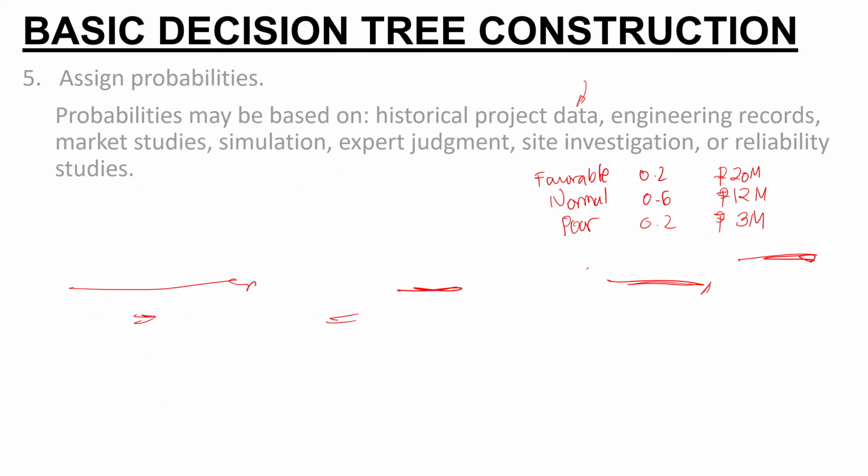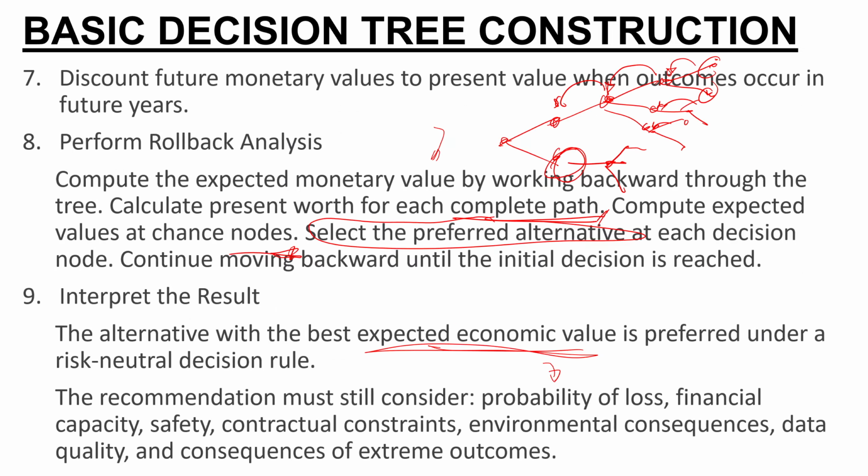So that's what we are going to keep in mind, that when you interpret the result, actually you choose the best expected economic value. But you should also consider other things like probability of loss and then financial capacity. Let's say the initial cost of doing such a move, though it will gain a higher possible outcome, higher profit, it might be quite expensive, right? So because of that, we might not be able to pursue that course of action. Others are contractual constraints, environmental consequences, data quality, and consequences of extreme outcomes.